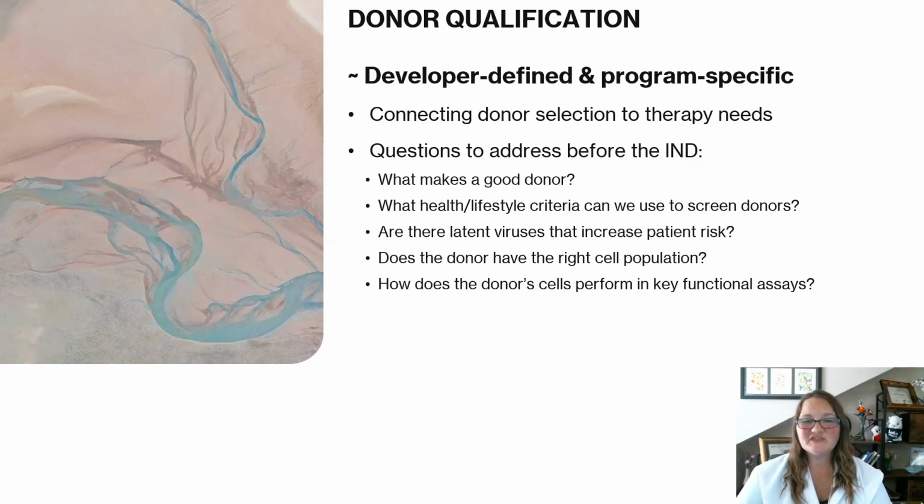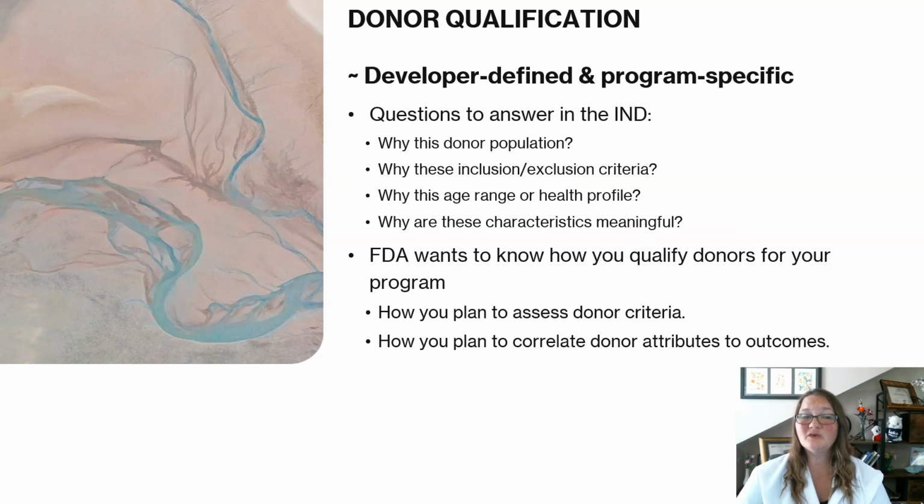The answers to these questions lead to the answers to important questions for the IND application. Why this donor population? Why these inclusion or exclusion criteria? Why this age range or health profile? Why are these characteristics meaningful for the therapy manufacturing and therapeutic efficacy? These are going to be different for every program, and the FDA expects developers to define these qualification criteria as part of their IND application. If they aren't fully defined in the IND, there should be a plan included for how they will be assessed and defined.